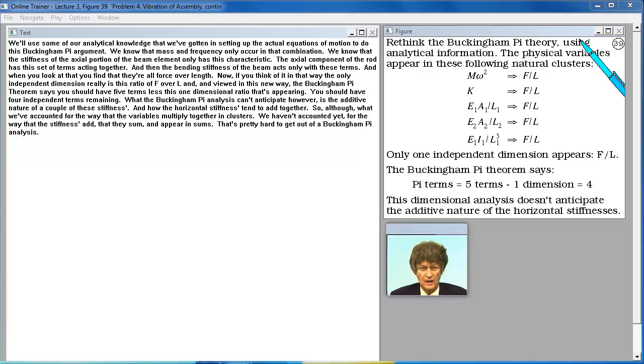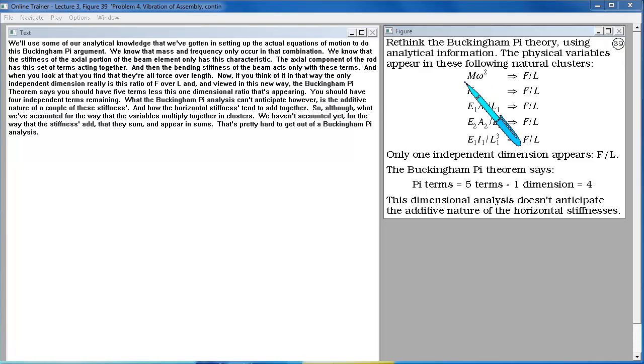We'll use some of our analytical knowledge that we've gotten in setting up the actual equations of motion to do this Buckingham pi argument. We know that mass and frequency only occur in that combination. We know that the stiffness of the axial portion of the beam element only has this characteristic. The axial component of the rod has this set of terms acting together, and then the bending stiffness of the beam acts only with these terms. And when you look at that, you find that they're all force over length.